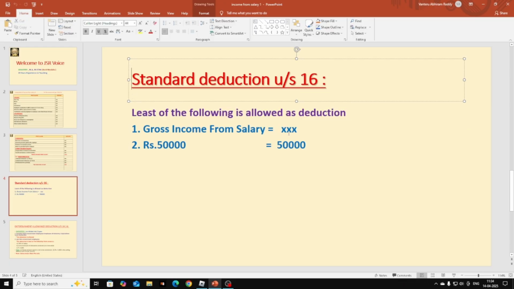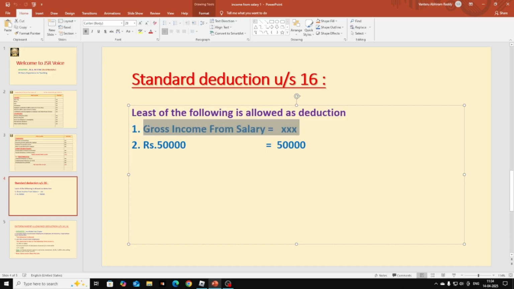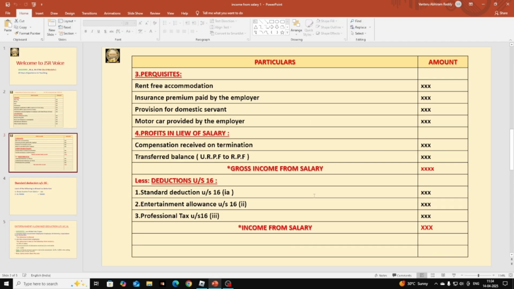So first one is gross income from salary. Gross income from salary means if you add 4 heads you get one value, that is known as gross income from salary. I will show this one. In the statement, if you add all the heads items values, then we get one value, that is known as gross income from salary. So this amount you should take there.